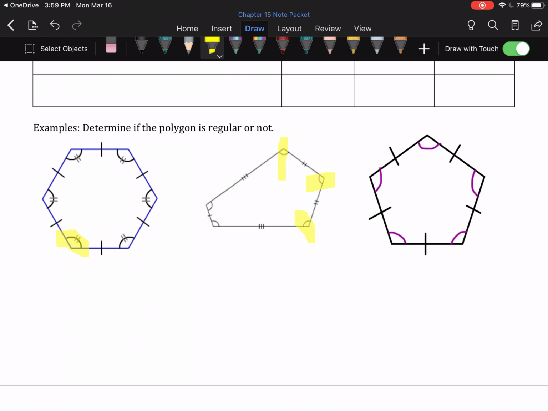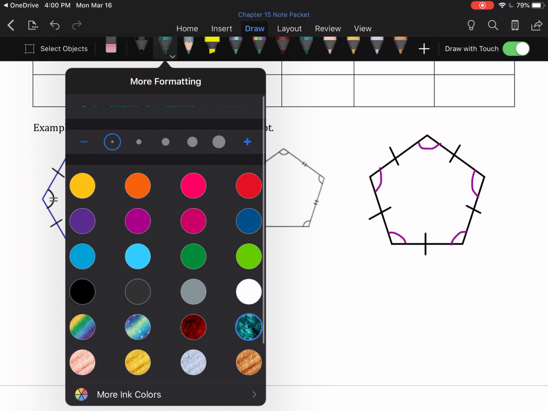It's just showing you an angle. There have to be lines in it to show equals. Okay. So let me ditch all that. So determine if the polygon is regular or not. We're also going to name them by the number of sides to get used to doing this, because you're going to have to do that on your test.